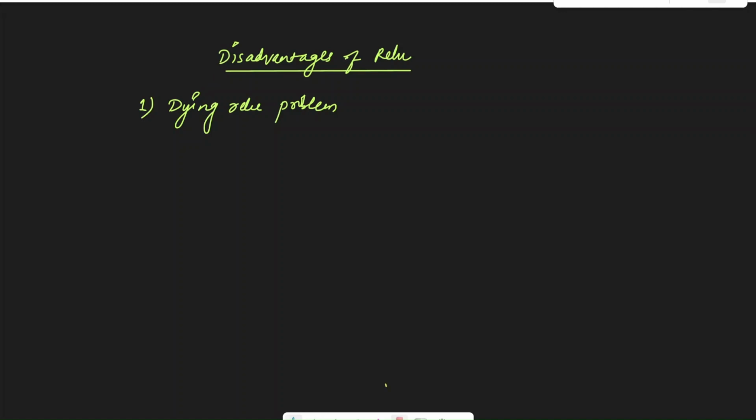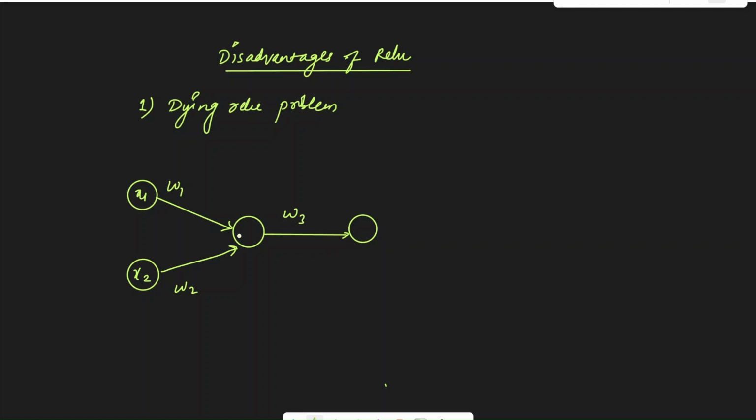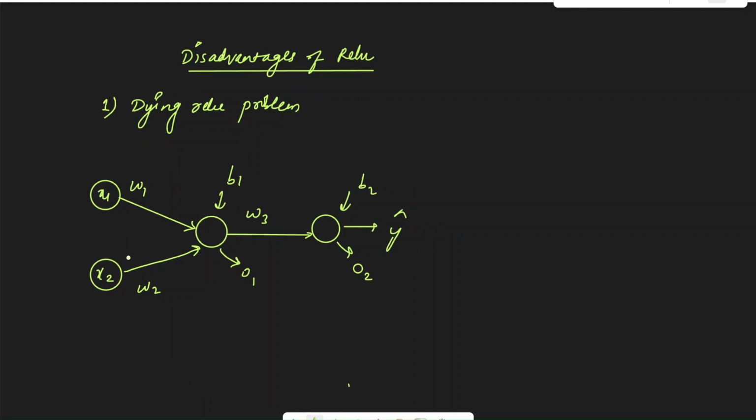What exactly is this? So let us consider our example that we used before for backpropagation. We have two inputs, x1 and x2. We have a hidden layer with one neuron and an output layer with a single neuron. These are connected to the hidden layer via weights W1 and W2, and then this is connected to the output layer using weight W3. Output from this neuron is called O1, output from this neuron is called O2, which is also called y hat, and the bias to this neuron is B1 and bias to this neuron is B2. Now let us try to do backpropagation.